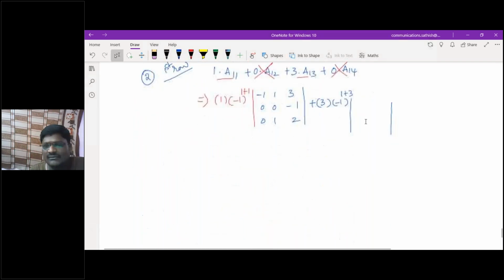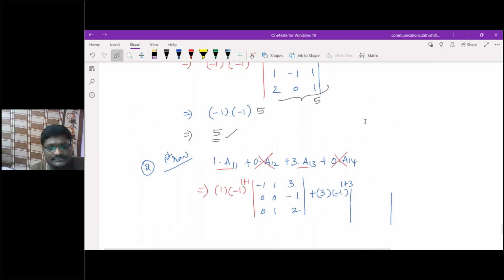So by eliminating that, what are the elements I will get here? Give me those values. If I eliminate that, what will I get? 1, minus 1, 3. Tell me. 0, 0, minus 1, minus 2, 1, 0, 2, 2, 0, 2, 0.